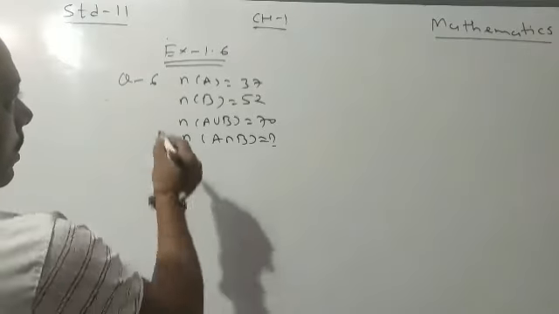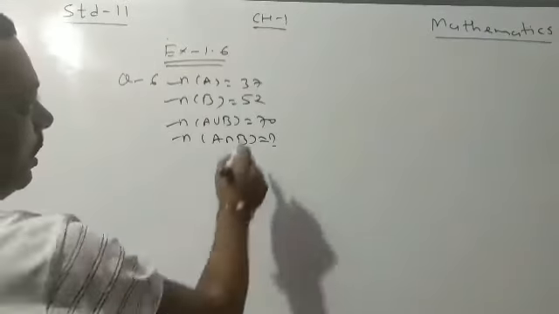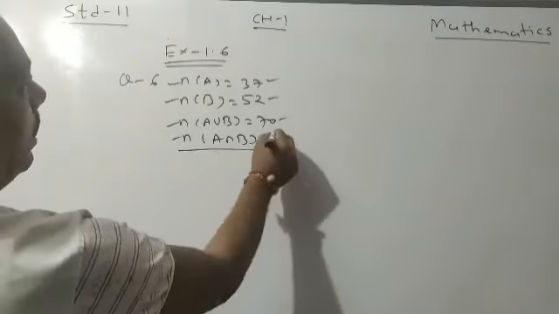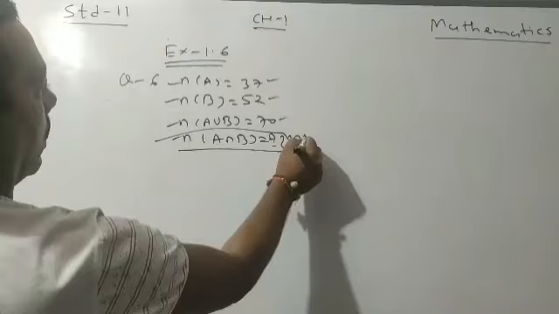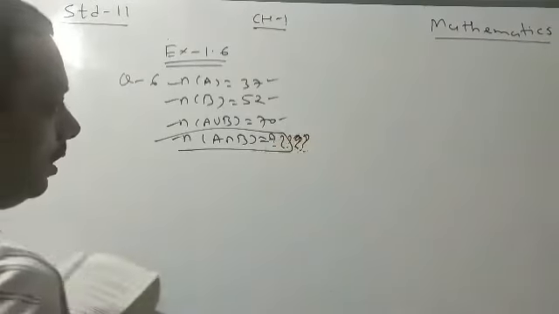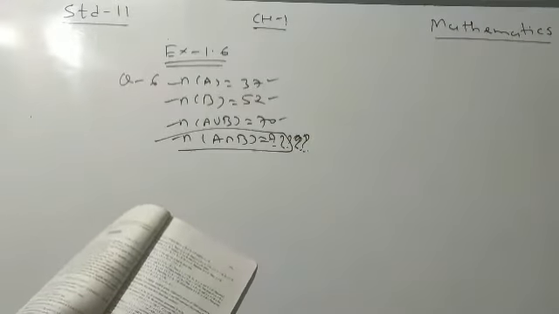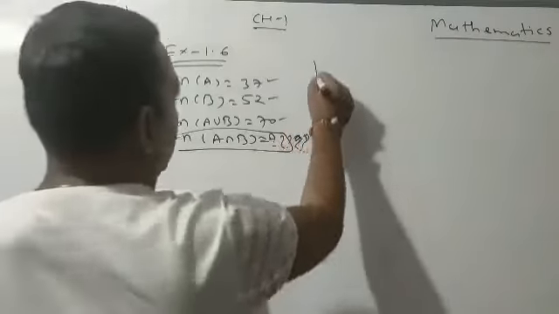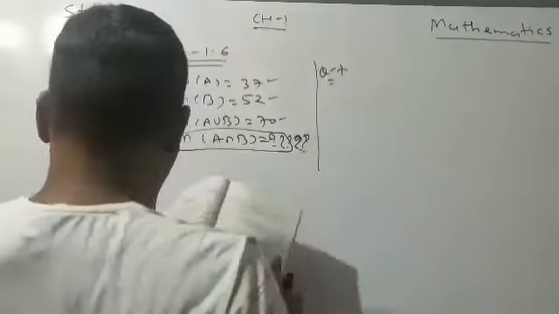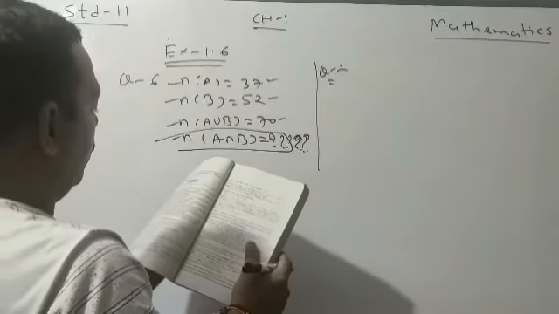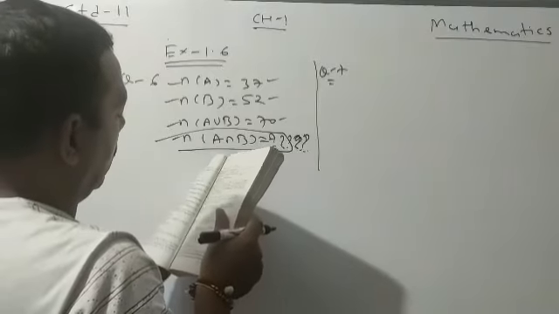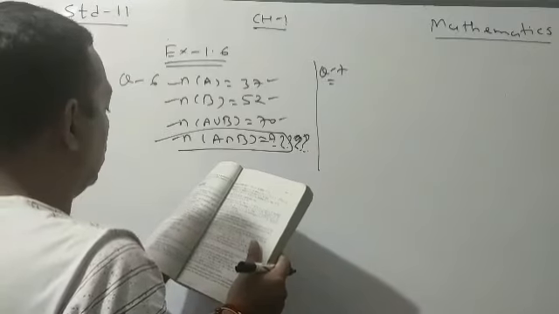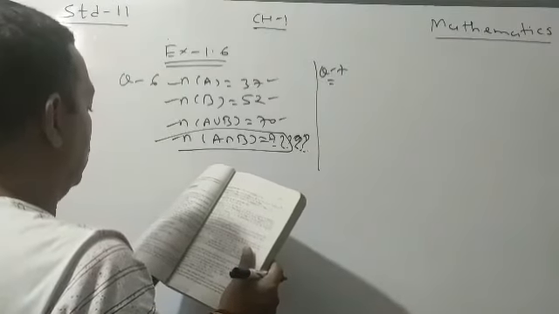Again 1, 2, 3, 4 quantities are there. Among them, 3 are known. Only N of A intersection B is the question mark and that you have to find. Clear? So you only have to substitute in the formula and you will get the answer. Now question number 7. Question number 7: in a group of 65 people, 40 like cricket, 10 like both cricket and tennis. How many like tennis only and not cricket, and how many like tennis?